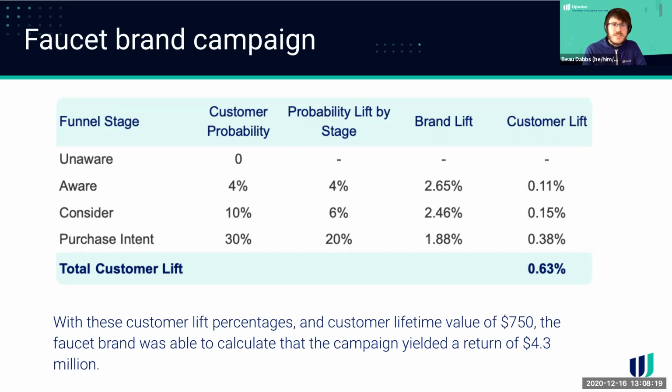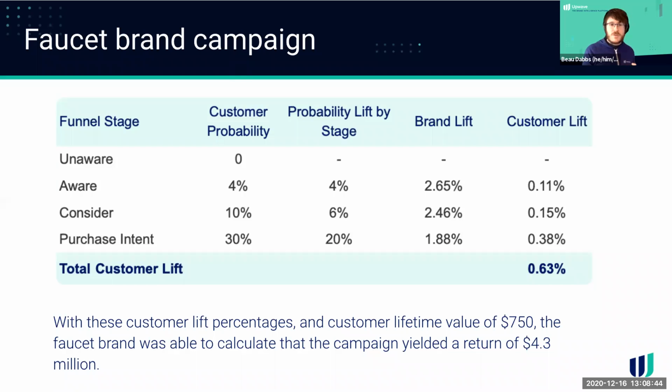So I think the best way to understand this method is to consider some examples. Today I'm going to talk about 2 example CTV campaigns that we measured at Upwave. The first is measurement for a brand campaign for a faucet brand. We begin by looking at the customer probability column, the one on the left, which gives us the percentage of consumers in each funnel stage who have made purchases from the brand.